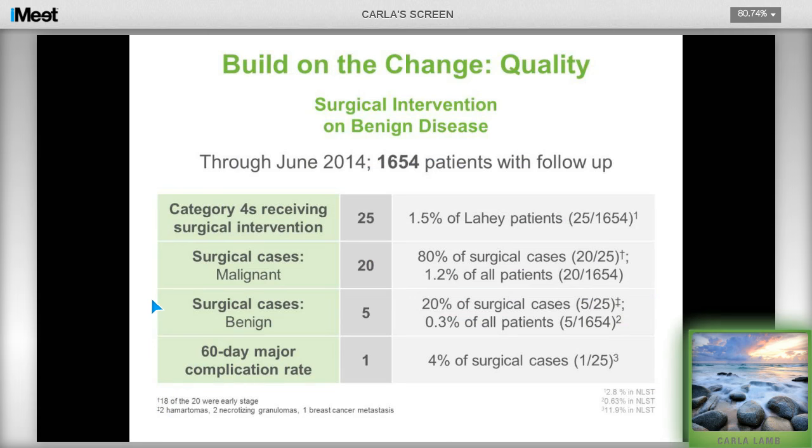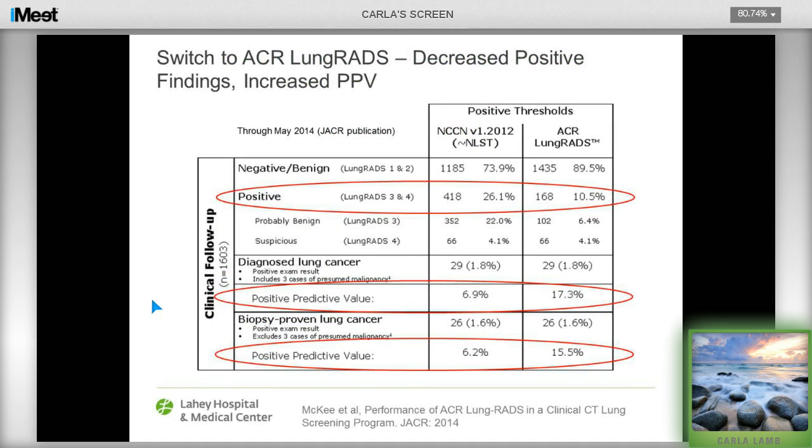Other things you might find interesting: from June to June 2014, as a benchmark, we identified 1.5% of Lahey patients, out of 1,654 patients screened, were 4S positive and required surgical intervention. Of those, 20 patients were malignant, 5 cases were benign, with 1 complication. Again, using multidisciplinary tactics to review these cases before moving forward with an invasive approach or escalation of care, we're able to reduce the false positive escalation even compared to NLST.